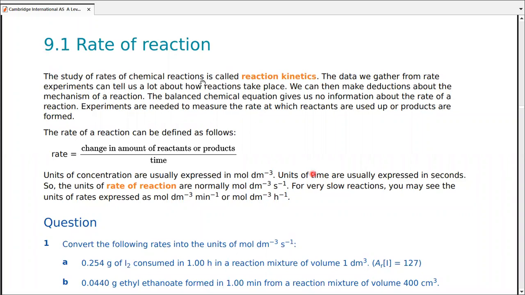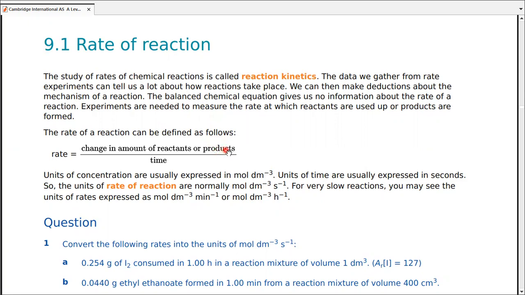So rate of reaction. The study of rates of chemical reaction is known as reaction kinetics. In this kind of study, we gather data from rate experiments. They tell us a lot about chemical reactions. Some of the reactions are fast, some of the reactions are slow. Not just about the speed of the reaction, we get to know a lot about the mechanism of the reaction.